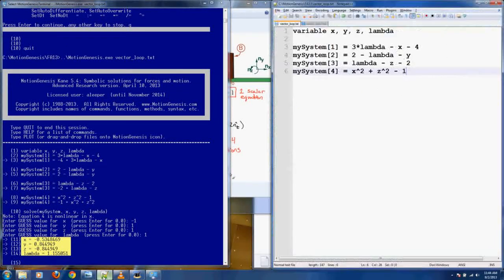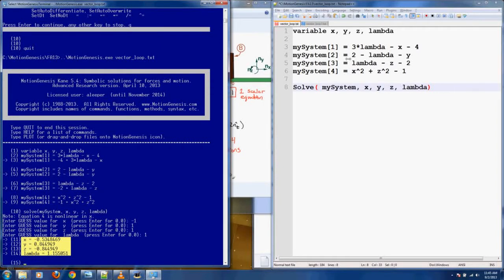So this is great, but let's come back over to our script here and fill it in so that we can save it. So we're going to solve my system for x, y, z, and lambda. And in order to avoid having to type in these guesses interactively each time, we can go ahead and provide the guesses in line. So over here, we're just going to say, okay, my guess for x was -1, my guess for y was 1, my guess for z was 1, and my guess for lambda was also 1.